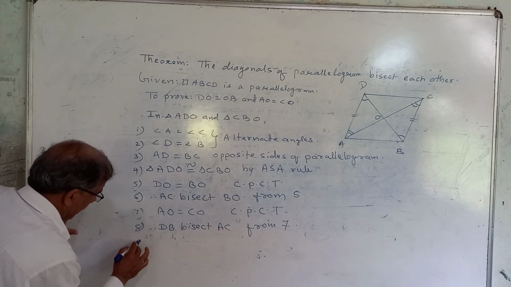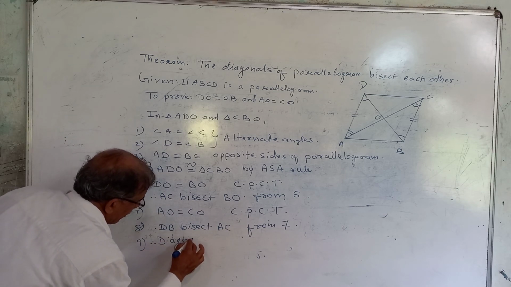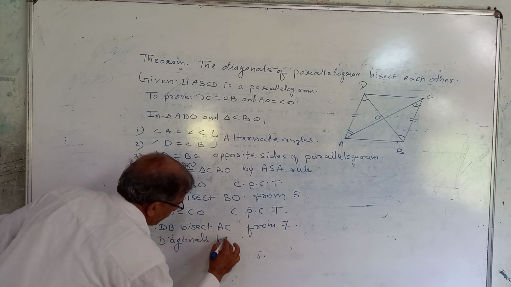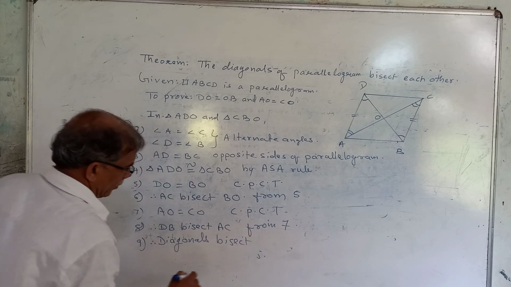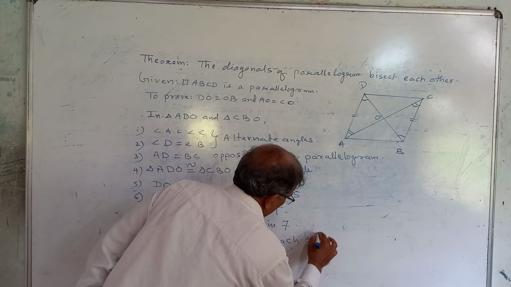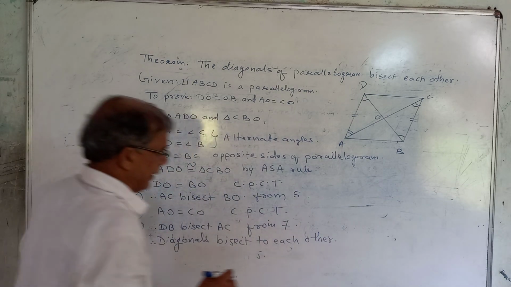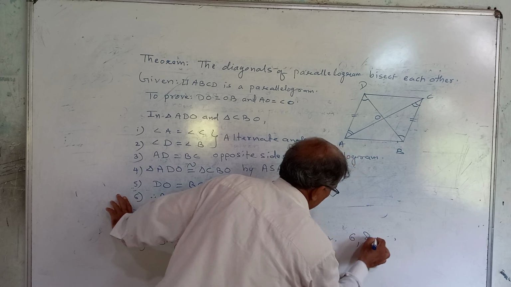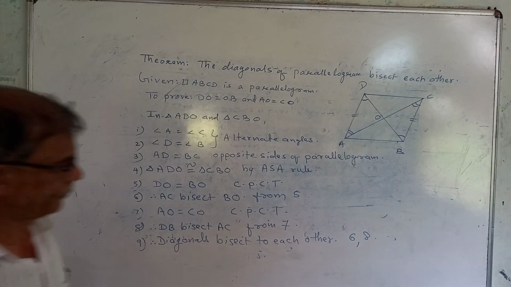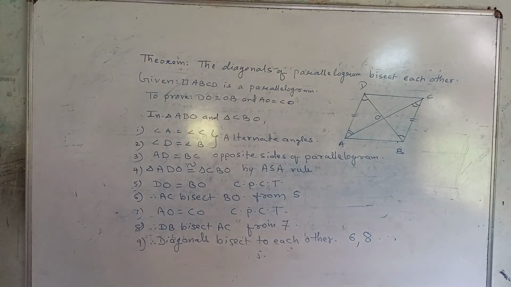And now we can write the statement. Therefore diagonals bisect to each other. From which statement? From statement 6 and 8. Okay. So that is, diagonals of parallelogram bisect to each other.